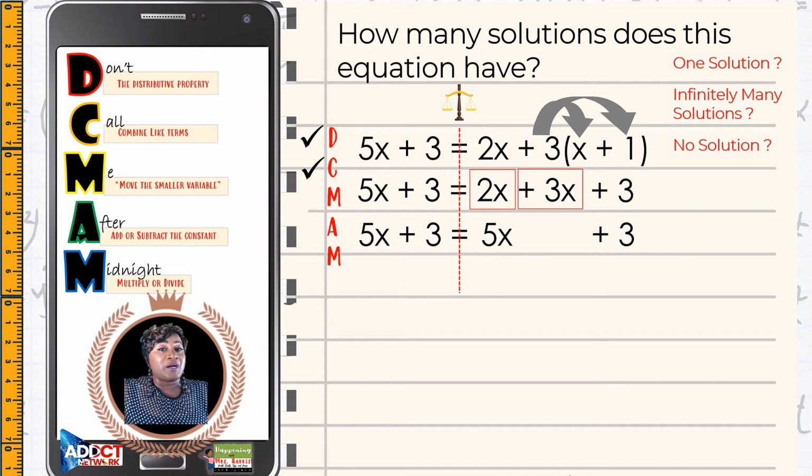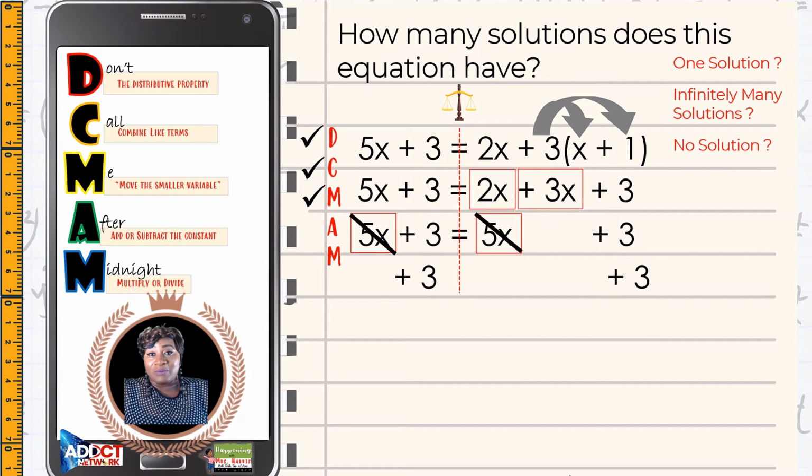Now we'll check for M, move the smaller variable. We'll ask ourselves, are there variables or letters on both sides of the equal sign? And the answer is yes. There are variables on both sides. Both of those variables are 5x on the left and 5x on the right. The variables on both sides are the same. Since neither one is smaller, they're both equal, we'll end up having to eliminate both terms.